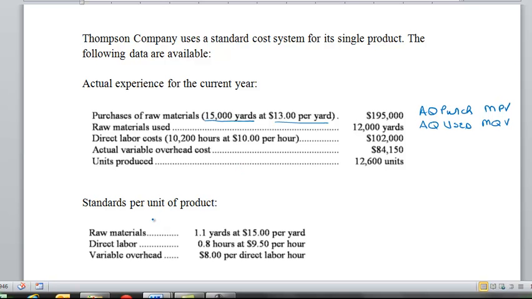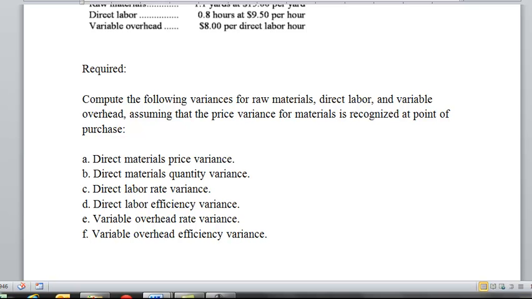Then our standards per unit of product, raw materials, says we should use a standard of 1.1 yards per unit at a cost of $15 per yard. Direct labor says we should use 0.8 hours per unit at $9.50 per hour. And variable overhead says we should use $8 per direct labor hour. So the problem wants us to compute and find the 6 variances.